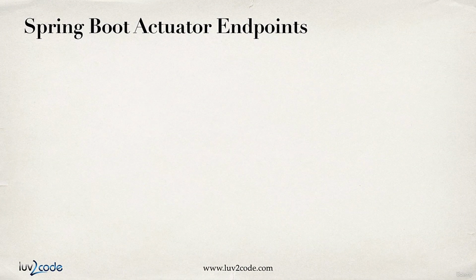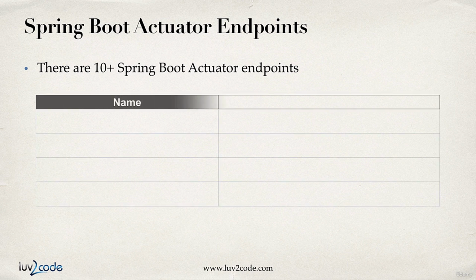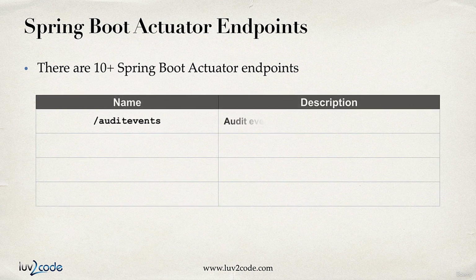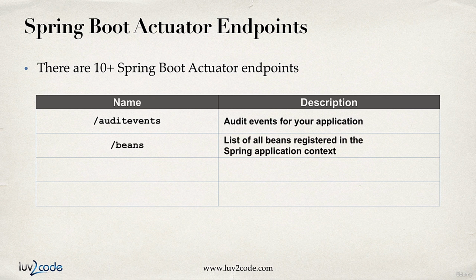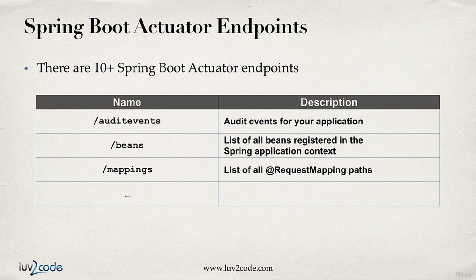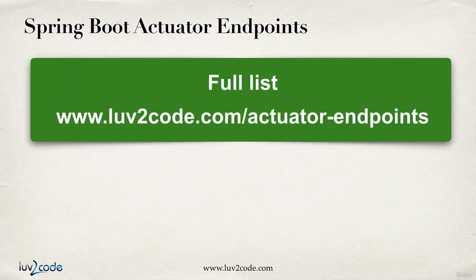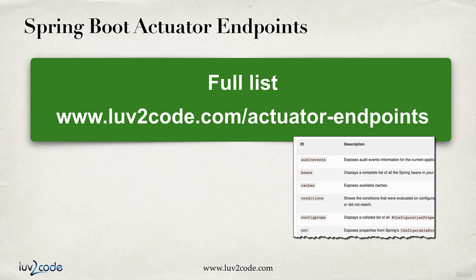Now let's take a look at some other Spring Boot actuator endpoints. There's actually 10 plus actuator endpoints that are available. Here's a small sample. So you have /auditevents. It gives you a list of the audit events for your application. /beans will give you a list of all beans that are registered in the Spring application context. /mappings will give you a list of all request mappings for your given application. Now, for a full list of all of the actuator endpoints, you simply go to this link here, luv2code.com/actuator-endpoints, and it'll redirect you to the official Spring Boot actuator documentation, and you can see a full list of all of those actuator endpoints.